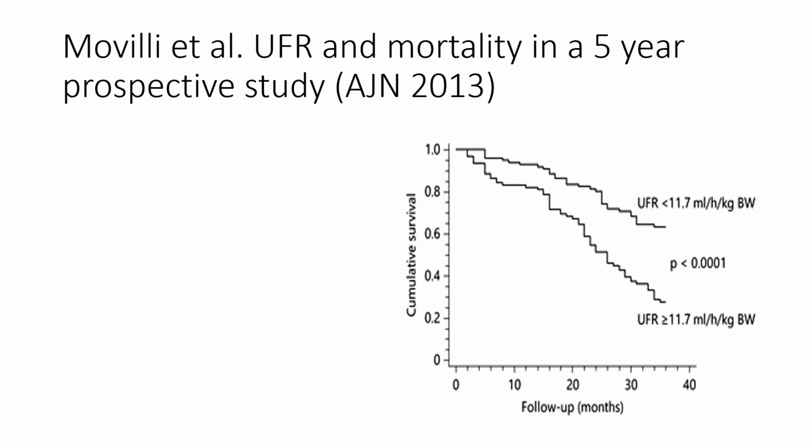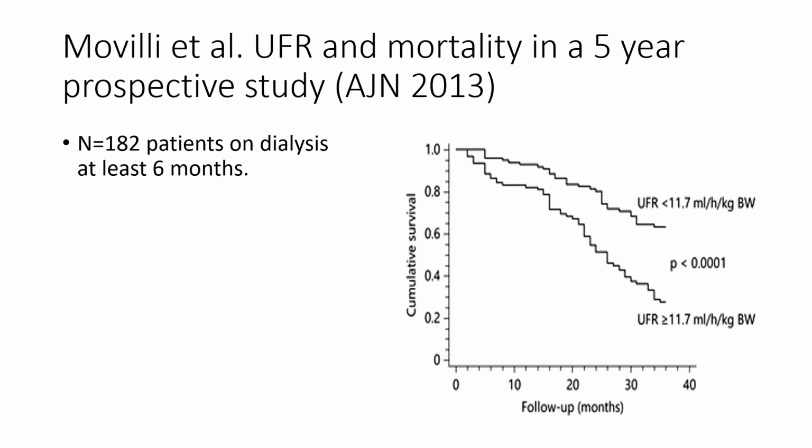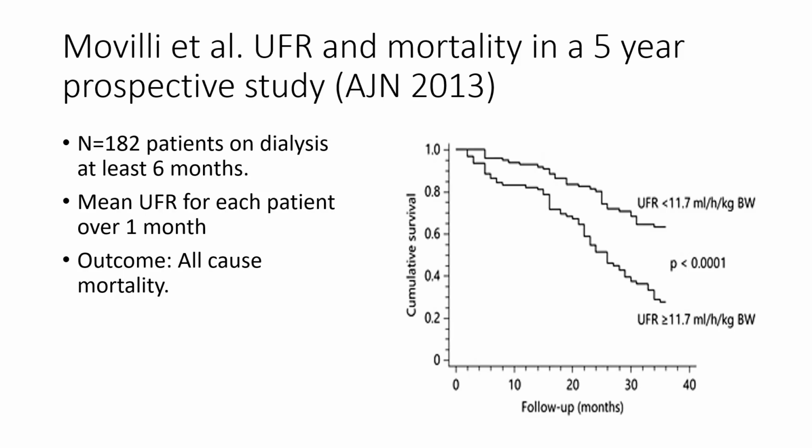So in this study, for example, there were 182 patients on dialysis for at least 6 months, and they looked at the mean ultrafiltration rate for each patient over 1 month, and they looked at all-cause mortality. They found that patients who had an ultrafiltration rate of greater than 11.7 mL per hour per kilogram had much lower survival than those who had an ultrafiltration rate of less than that.